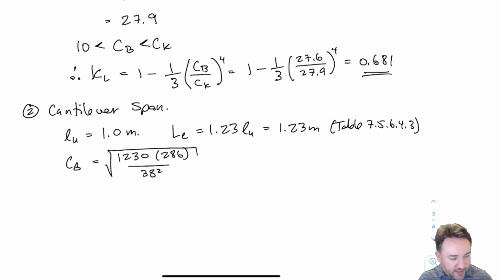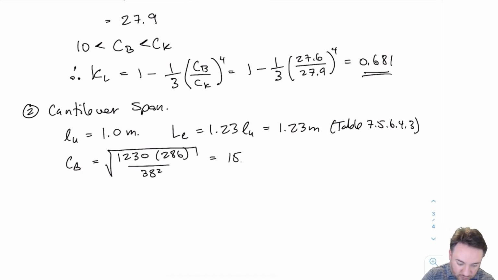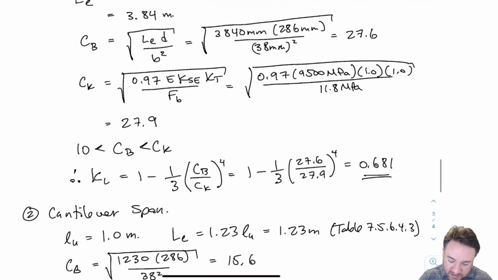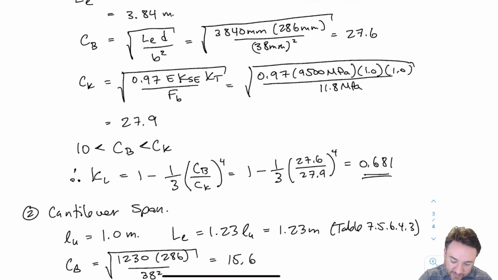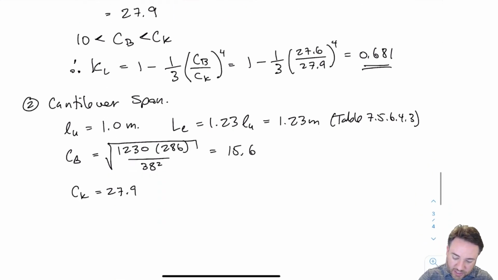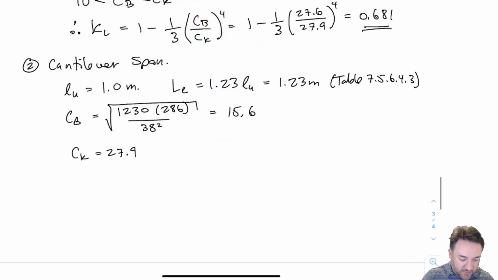So I go back and I recalculate my CB. I'll point out again that all of these numbers have to be in millimeters for this equation to work. And I get 15.6, so still greater than 10. CK has not changed. If you look back at the CK equation, I only have E, KSE, KT, those are all material, and FB is also a material parameter. So none of those have changed.